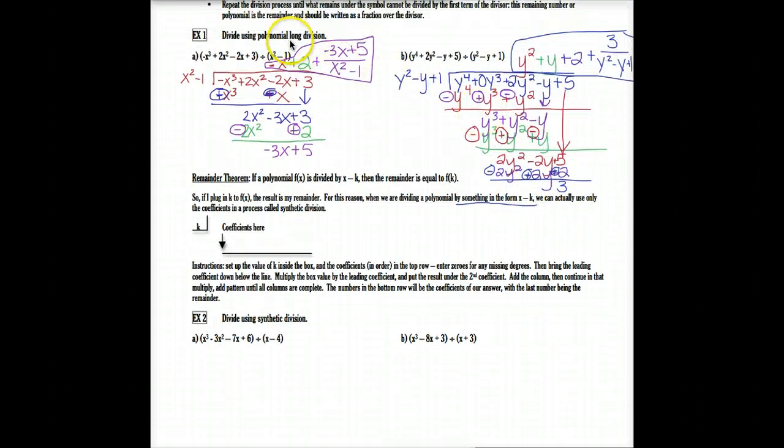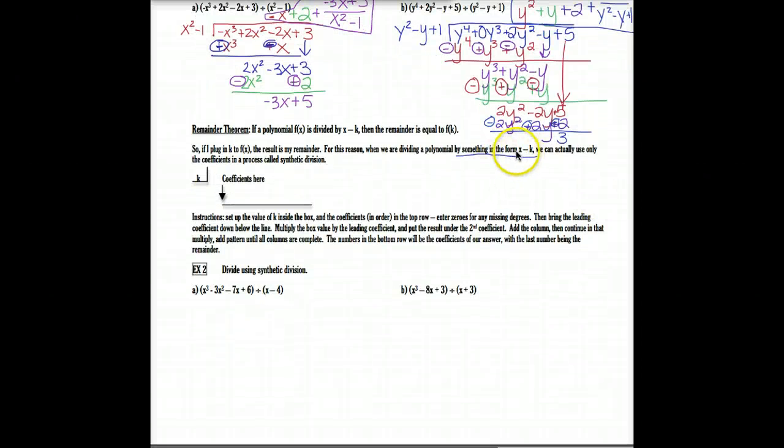Now here's the catch. We can only use synthetic division when we're dividing by something in the form x minus k, meaning this term has to be linear. So these ones that we had up here, we can't use synthetic division for them because they have an x squared or a y squared. We can only use synthetic division when we're dividing by something that's linear. So x minus 2, x plus 5 is the only things that synthetic division will work for.